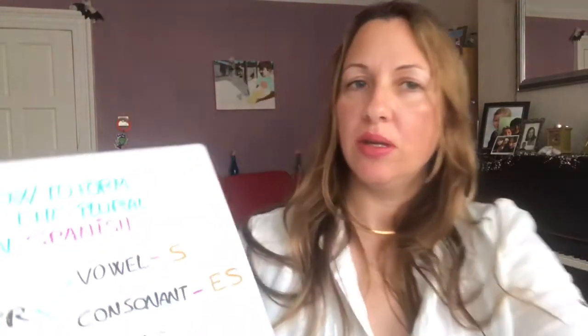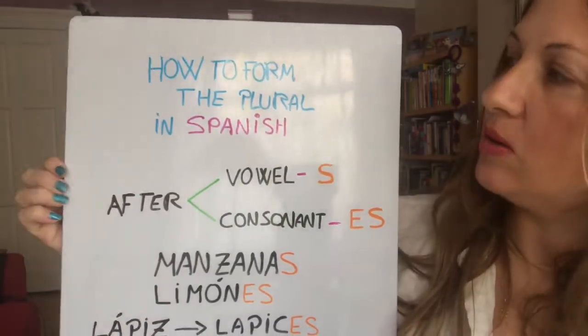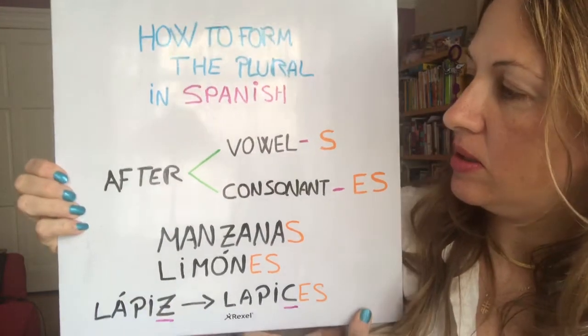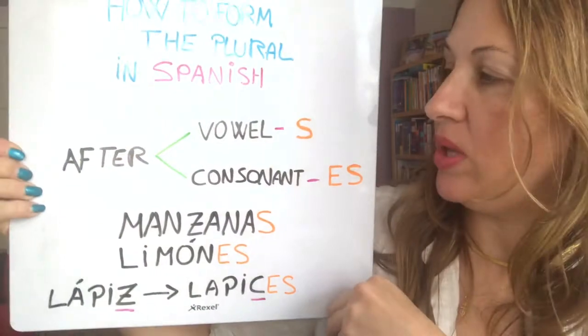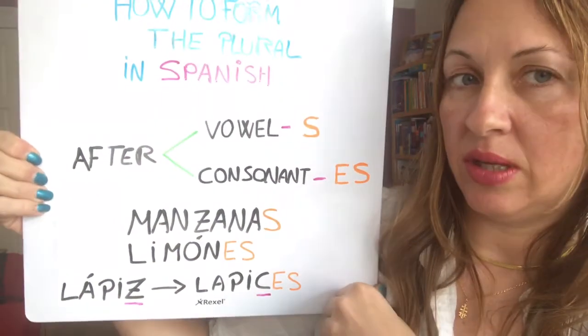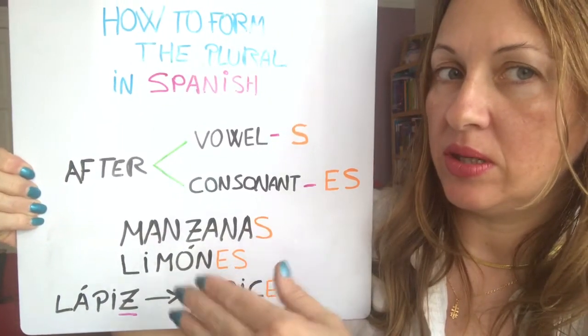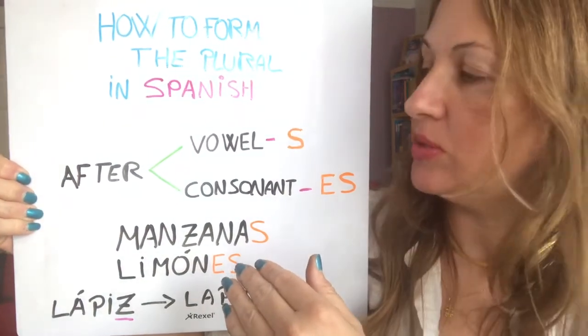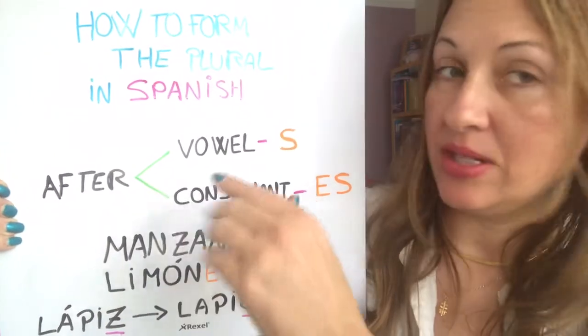I want to talk about how to form the plural in Spanish. So I have written how to do it on my small whiteboard and I'm going to show you. Okay, here it is. Okay, we've got what we add at the end of a word when we want to turn the singular word into plural. Okay, so we want to make it plural in Spanish.